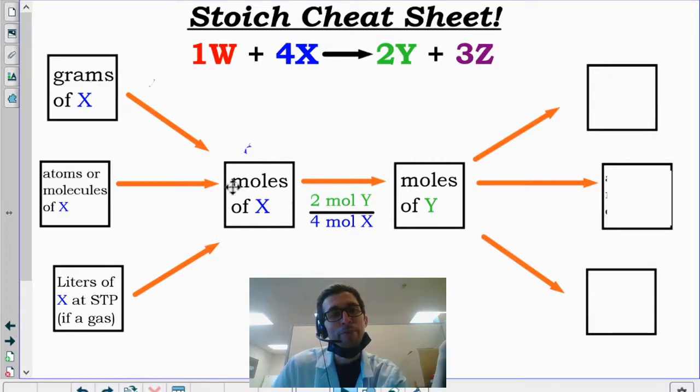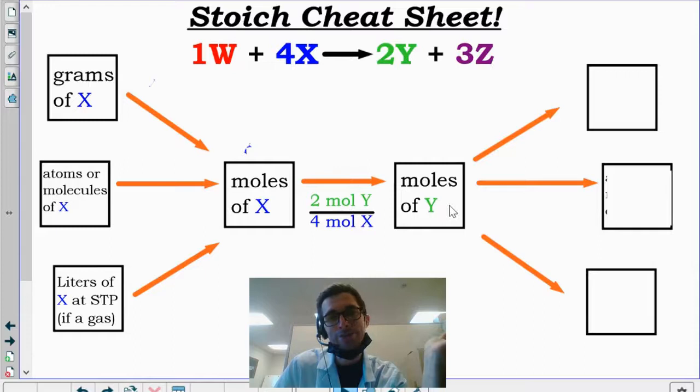But just like a roadmap, you can't just go, in this case, straight from grams of X to moles of Y. It's impossible. Because in order to get to moles of Y, in this case, for this reaction, this Y, this green compound, you first need to get to moles of X and then convert to moles of Y.